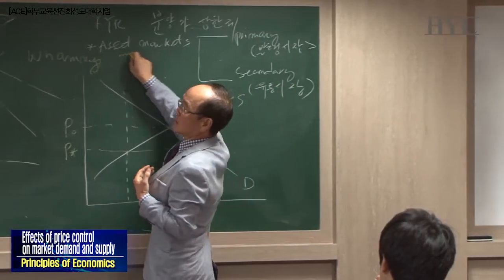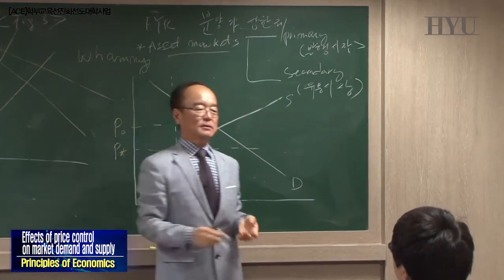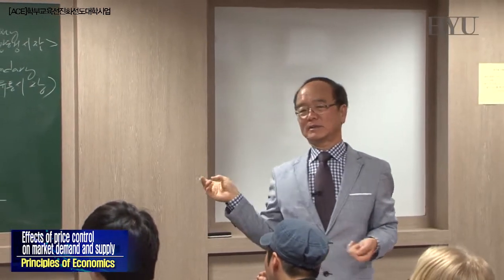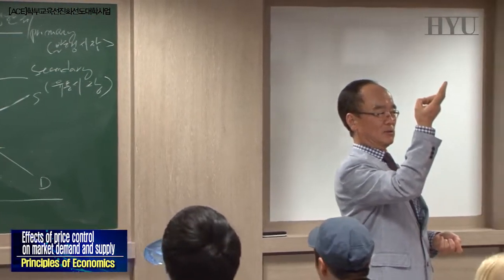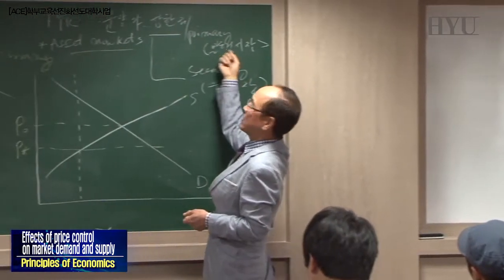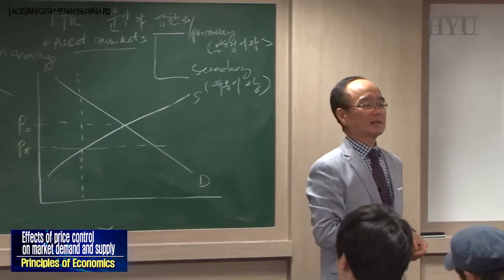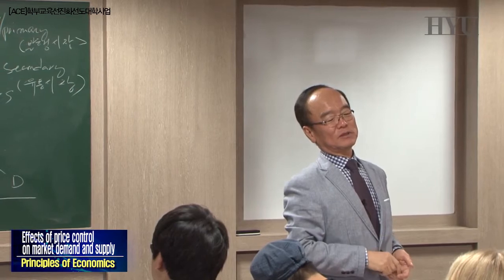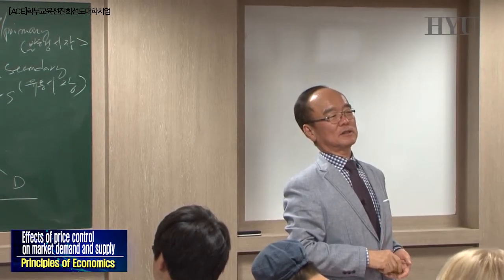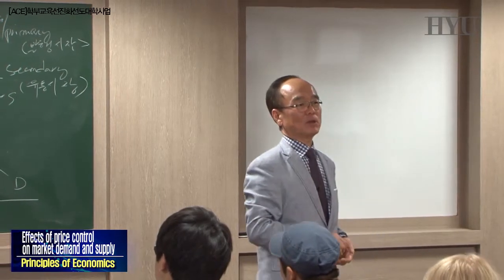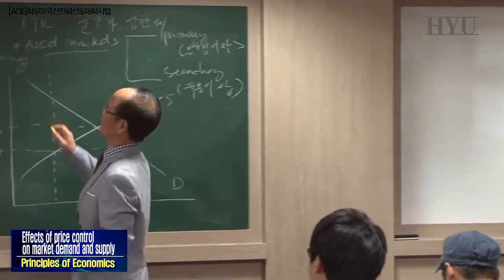Then the asset market. This is not the consumer goods market; we don't have this kind of difference there. But in the asset market, almost always you have two different types of market. One is the primary market, like a stock IPO. That's most typical. Have you heard the news that Twitter is going to make an IPO in a couple of months? IPO.